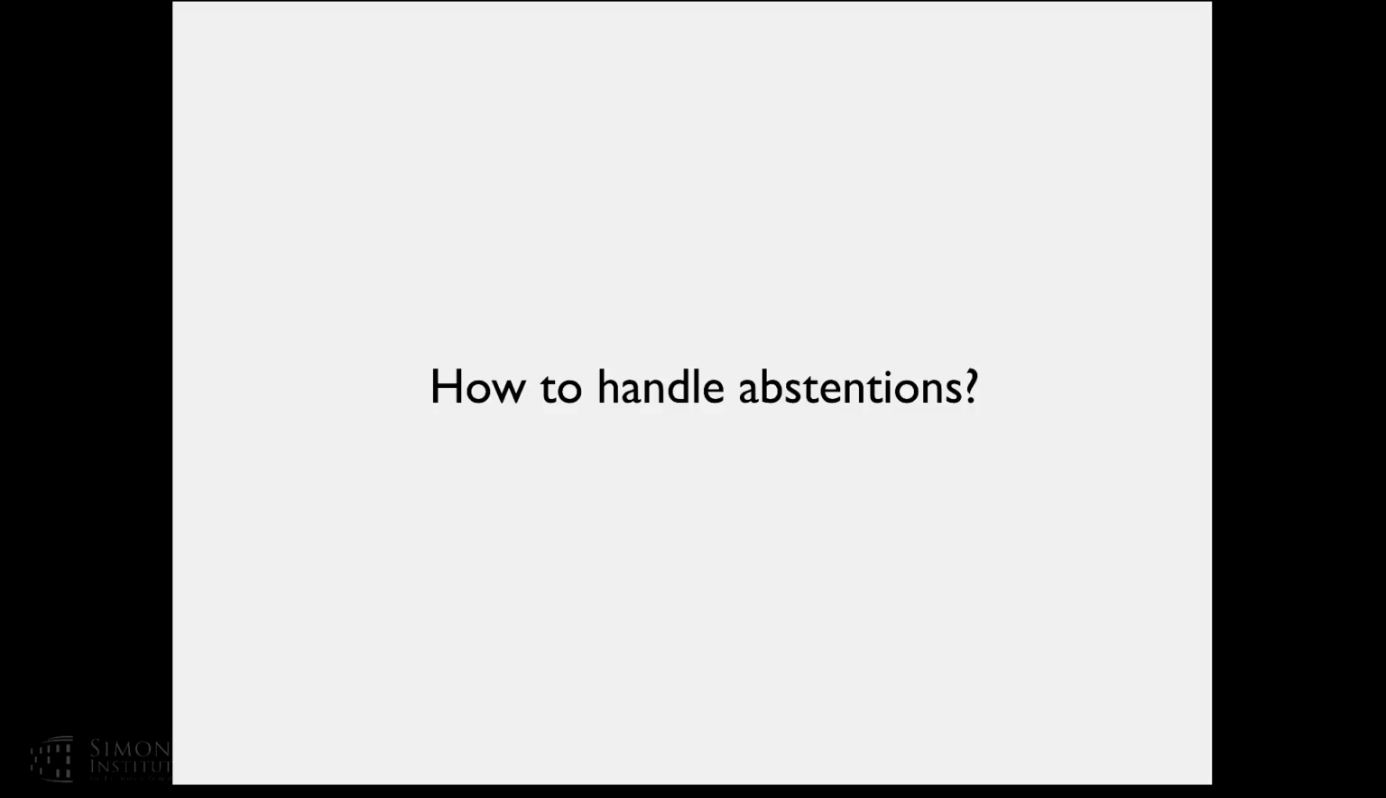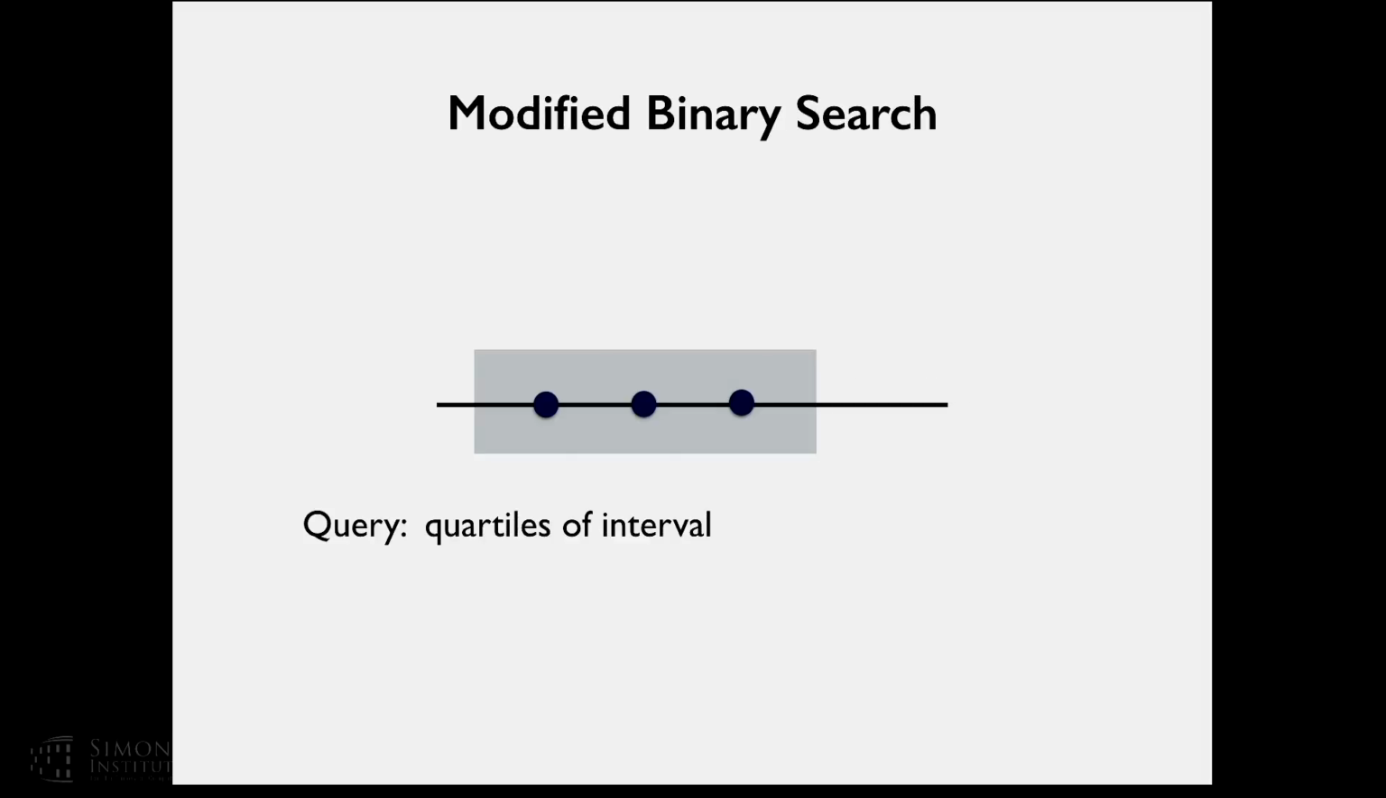Now, we are going to start out with that algorithm, and make it handle abstentions. So for abstention, instead of doing a binary search, let's say we have a potential interval. We are going to query at the quartiles of the interval.